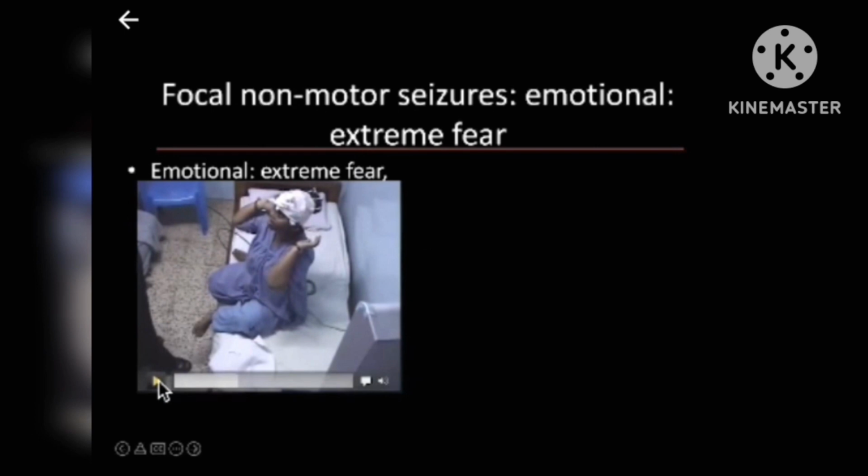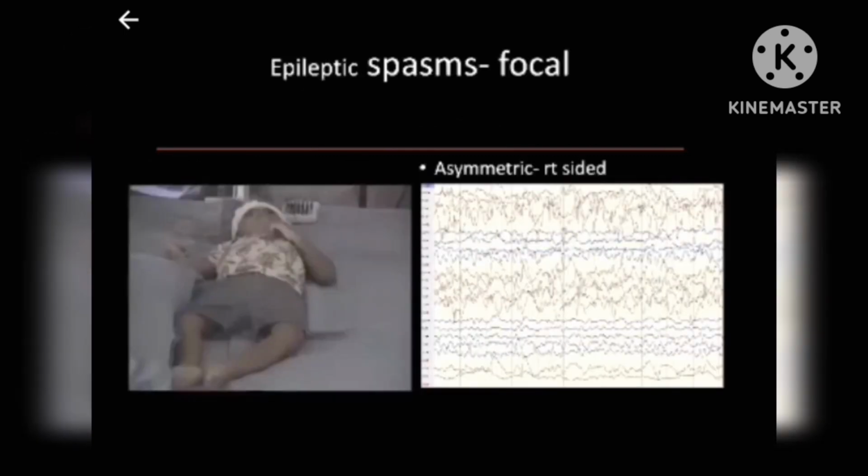So you see that? This is an emotional seizure where they suddenly have some extreme fear, and this extreme fear can come from the frontal lobe, orbitofrontal cortex. She had the problem in the orbitofrontal and the cingulate cortex, and she will suddenly become very fearful and have this frightening. You can see that she's panicked, and so that's what it is.